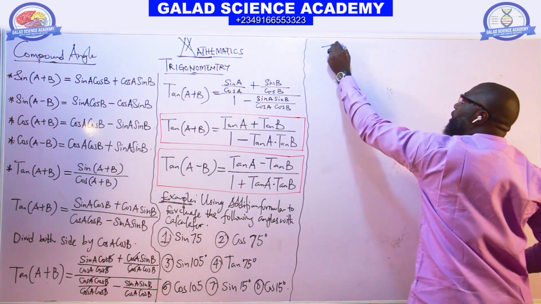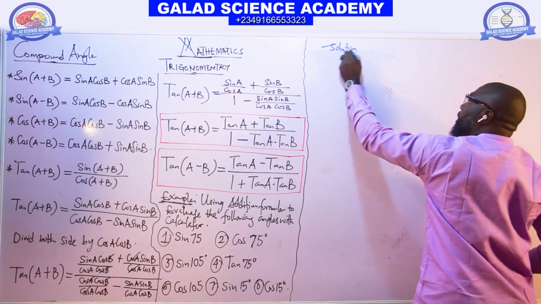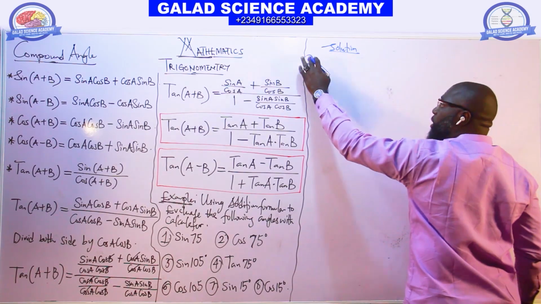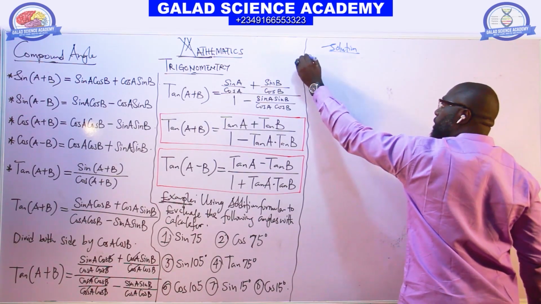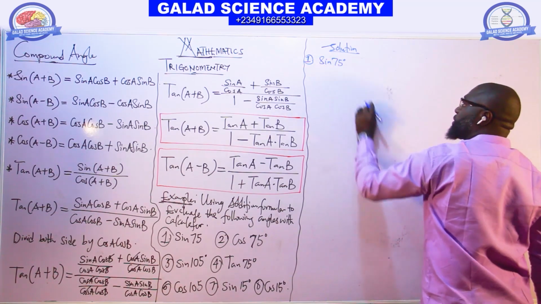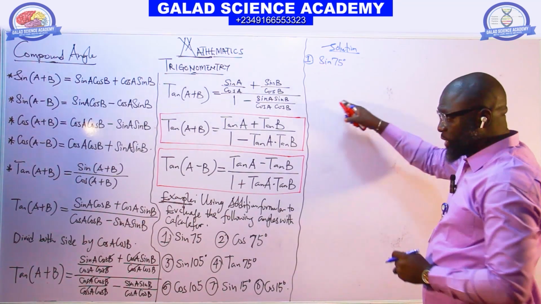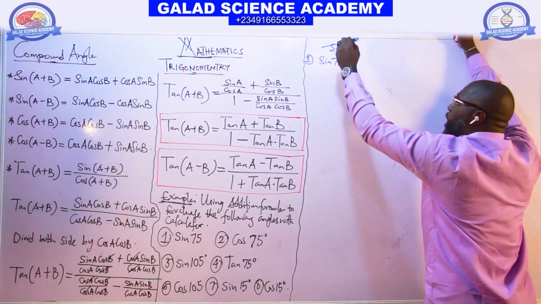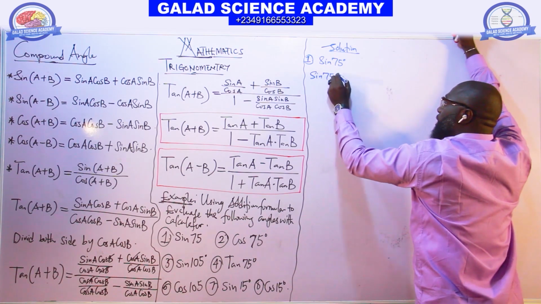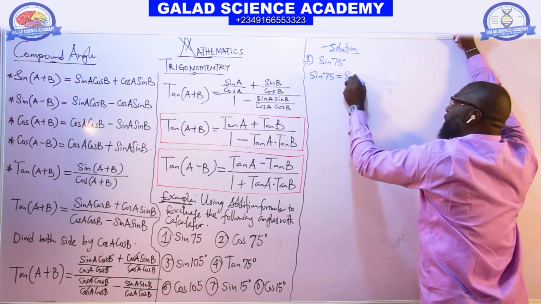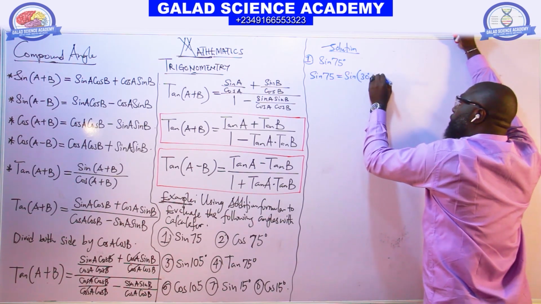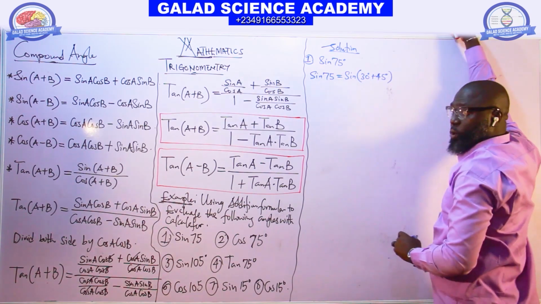Solution. We are given the first question: sine of 75 degrees, to evaluate without using a calculator. So we all know that sine 75, the special angle, is the same thing as sine of 30 degrees plus 45 degrees.